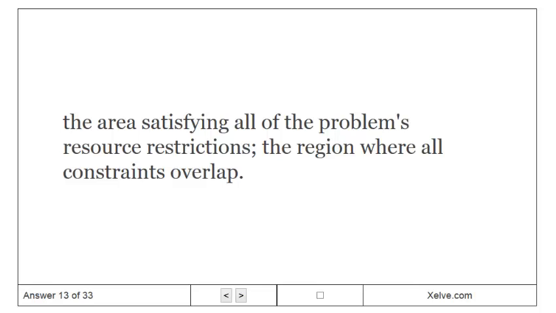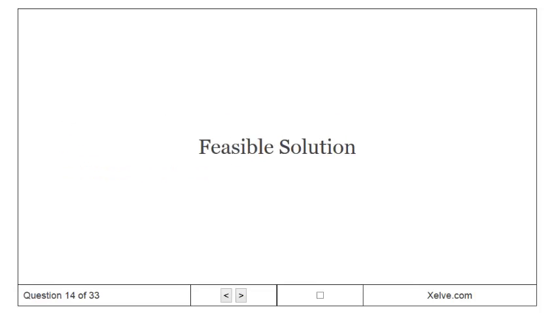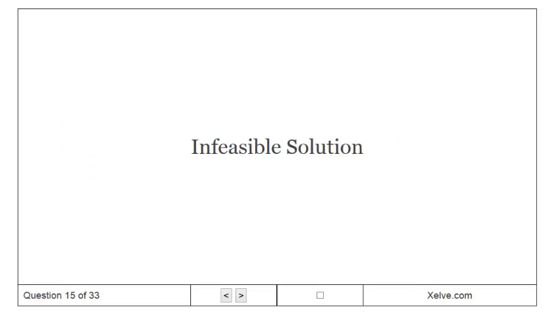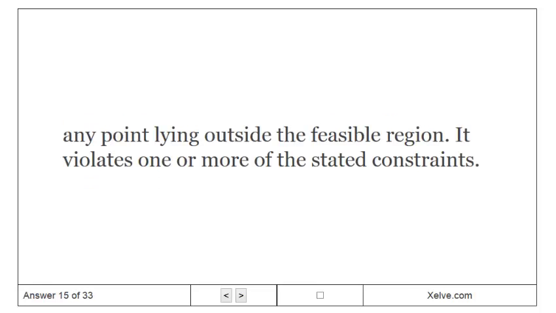Feasible region. The area satisfying all of the problem's resource restrictions, the region where all constraints overlap. Feasible solution. A point lying in the feasible region. It is any point that satisfies all of the problem's constraints. Infeasible solution. Any point lying outside the feasible region. It violates one or more of the stated constraints.